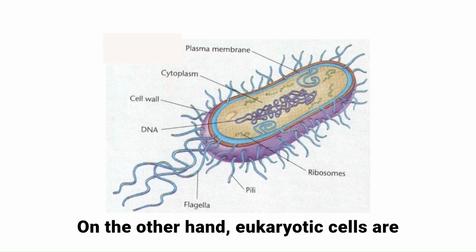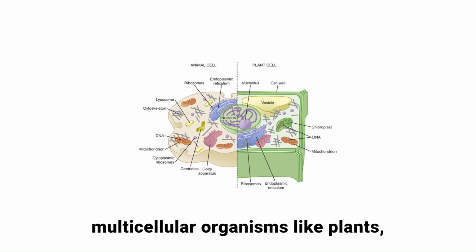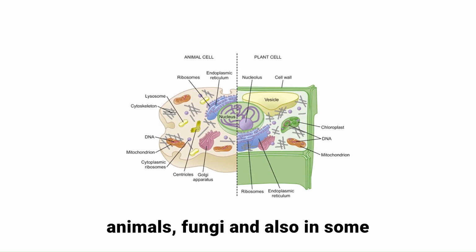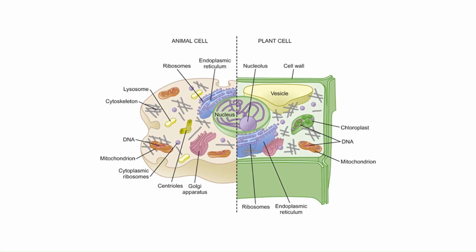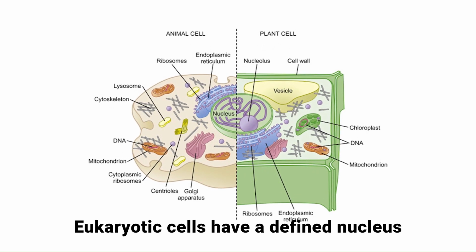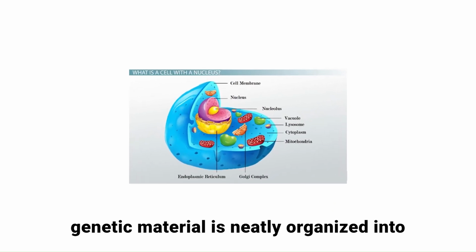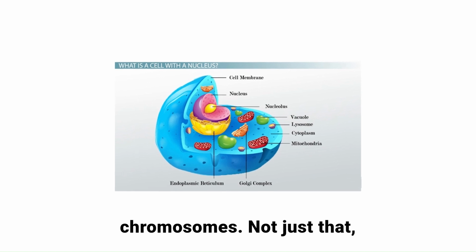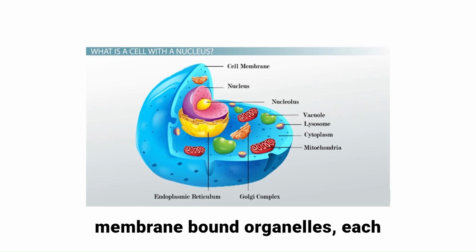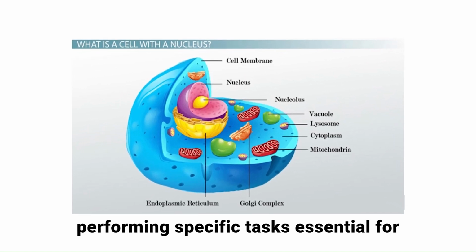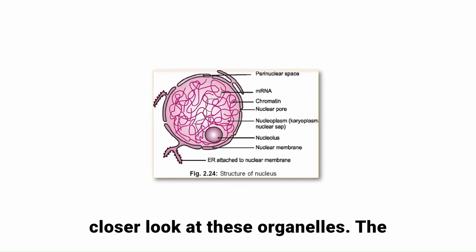On the other hand, eukaryotic cells are more complex. They are found in all multicellular organisms like plants, animals, fungi, and also in some unicellular organisms like protozoa. Eukaryotic cells have a defined nucleus, enclosed by a nuclear membrane, where the genetic material is neatly organized into chromosomes. Not just that, these cells also contain various other membrane-bound organelles, each performing specific tasks essential for the cell's survival. Let's take a closer look at these organelles.